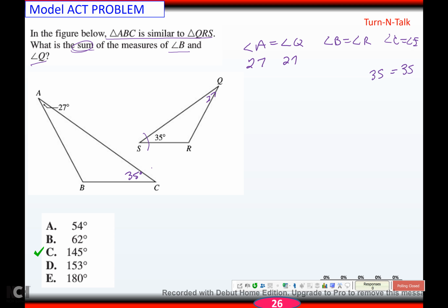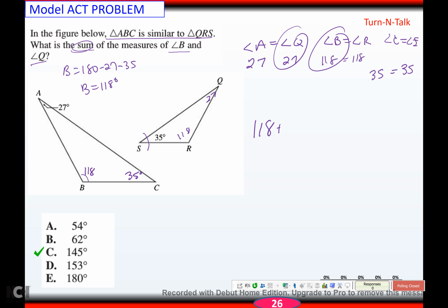And to figure out any of the missing ones, to figure out B, I can say B is going to be 180 minus 27 minus 35, which is going to give me angle B equals 118 degrees. So that's 118, which makes angle R 118. And it wants the sum of the measures of angle B, which is 118, and angle Q, which is 27. So 118 plus 27 is 145 degrees.